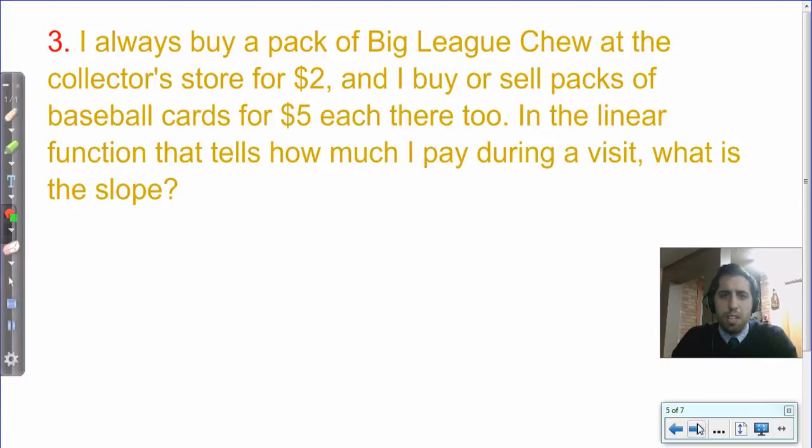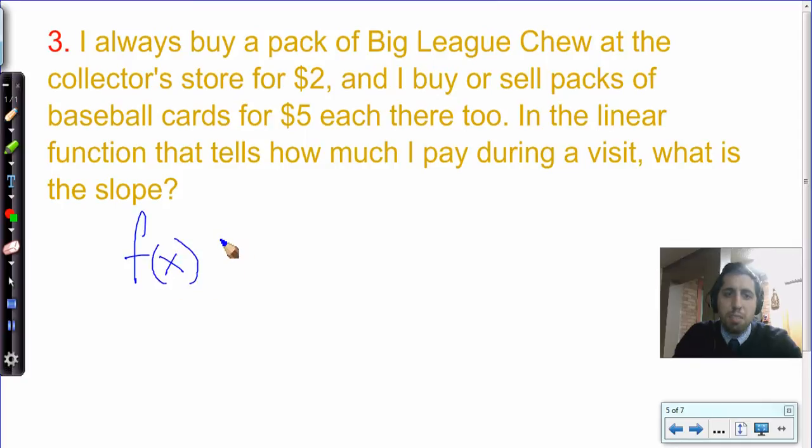Did I give you another one to do? I did. I always buy a pack of Big League Chew at the collector's store for $2, and I buy or sell packs of baseball cards for $5 each there too, because I repeatedly buy those. In the linear function that tells how much I pay during a visit, what is the slope? So the function is going to tell us how much I pay. We'll use f of x this time. It's based off an independent variable. What is that independent variable? What's the thing that I'm going to change each time? The number of packs of baseball cards I buy.